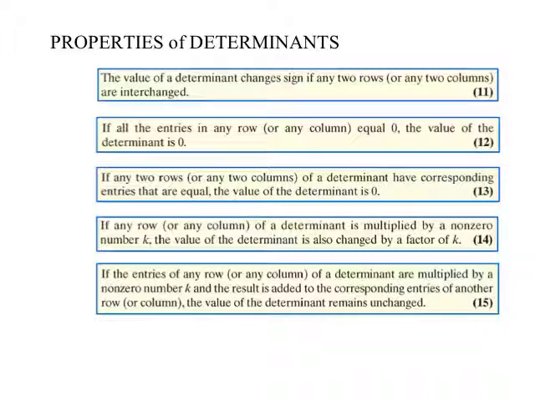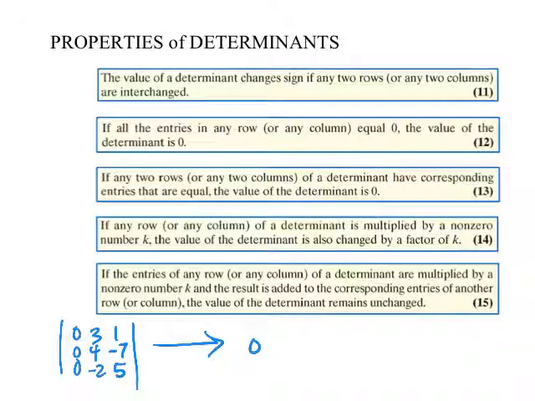The next one, if all entries in any row or any column equals 0, the value of the determinant is 0. That one's really quick to test. Go ahead, create maybe a determinant that looks like this, or a matrix that looks like this. I'm just throwing in any numbers. It really doesn't matter. And calculate the determinant, and you will get a 0.